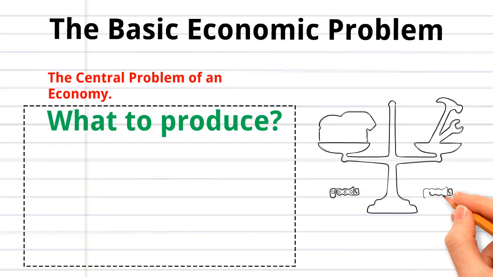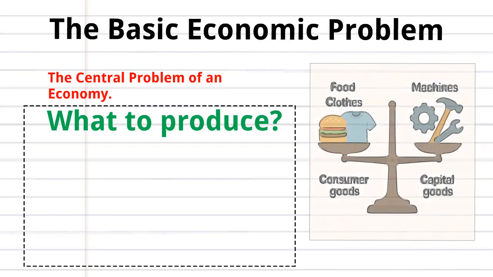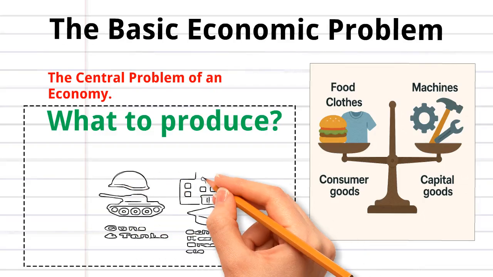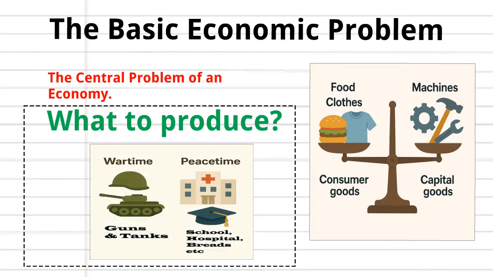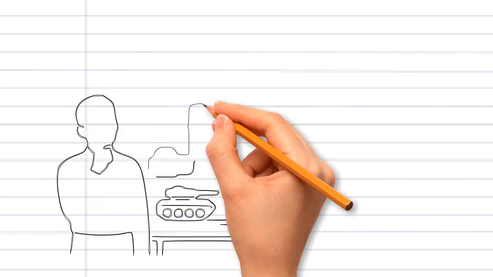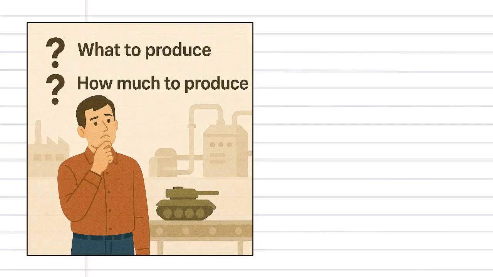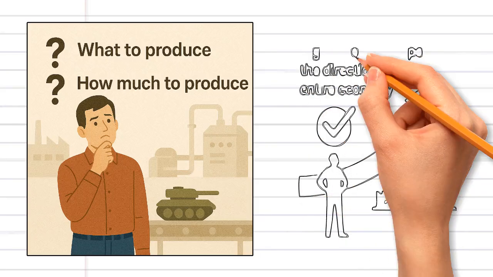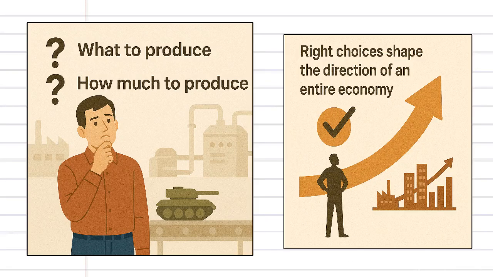Should we produce consumer goods like clothes and food or capital goods like machines? What about wartime goods like weapons or peacetime goods like hospitals and schools and also bread? In simple terms, producers often face confusion. What kind of goods should they make? And it's not just what, it's also how much of each good should be produced. These choices shape the direction of the entire economy.